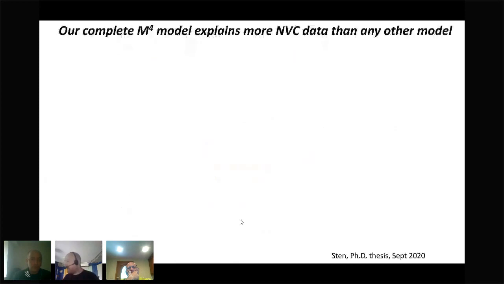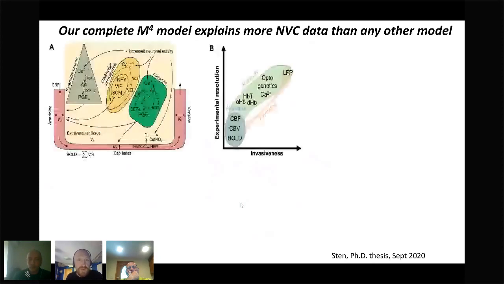And what we have done also is that we have gone beyond this model to one that describes all sorts of other data. So not only this optogenetics data and the ordinary BOLD response, but all sorts of other data also from primates, from humans, from rodents: optogenetics, local field potential, oxyhemoglobin, deoxyhemoglobin, total hemoglobin count, cerebral blood flow, cerebral blood volume, and the BOLD. So we have a single model that can describe data from all of these, from humans, rodents, and primates.